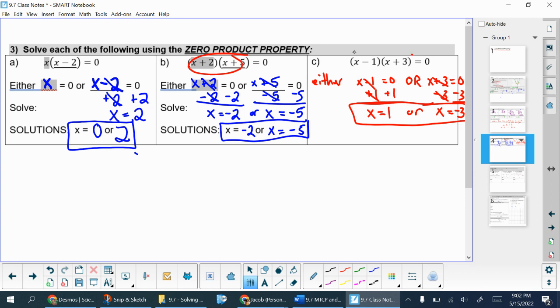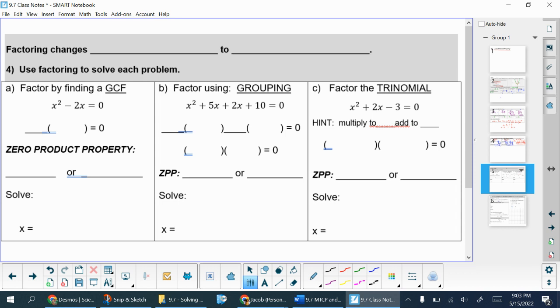Expressions like this should look extremely familiar as the factored form of polynomials. That's why we've been factoring: we want to be able to get that factored expression. So let's take a look at the final examples here. Just as a reminder, factoring changes addition to multiplication. That's so we can use that zero product property. And so we're going to do an example with a GCF, with grouping, and with a trinomial.